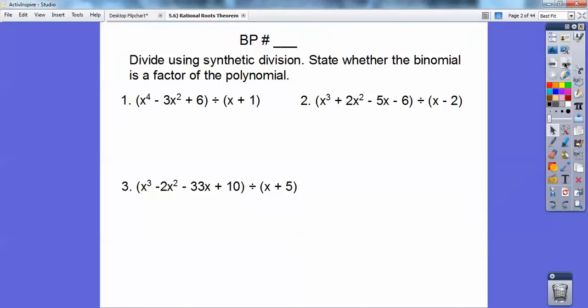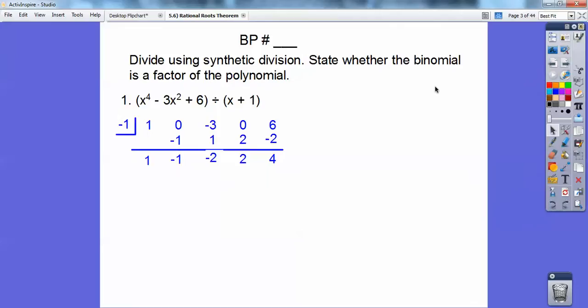So whatever board problem this is, I called this board problem 25 last year. It might change. This leads right into it. So we're going to divide using synthetic division. This binomial divided into this, actually it's not a trinomial, it's a quartic, a fourth degree equation. Notice there's a 0x cubed in there, and a 0x. So let's go ahead and get started with number 1 right here.